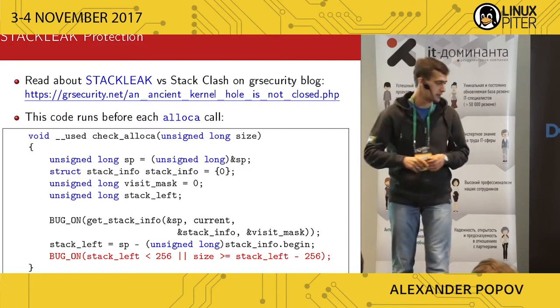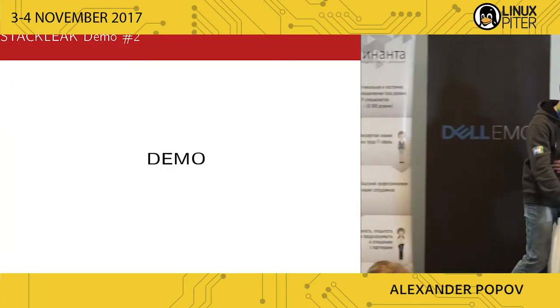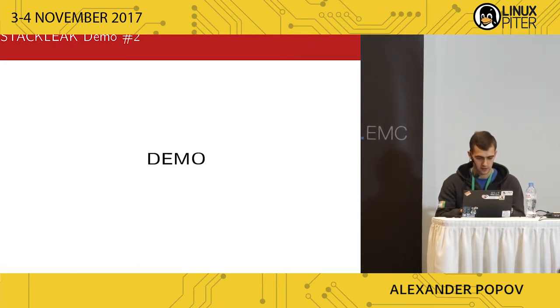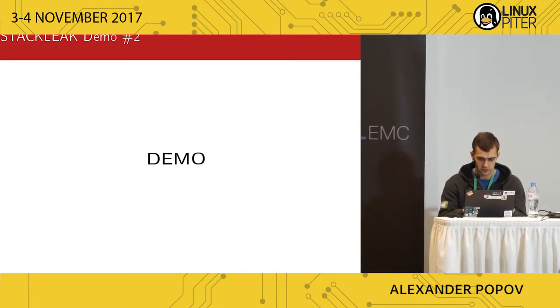And I will show again by our test how it is done. That is the code which actually does this test. So this function is called. First, we call it with a small argument. We allocate a small size at the kernel stack, and it should work.